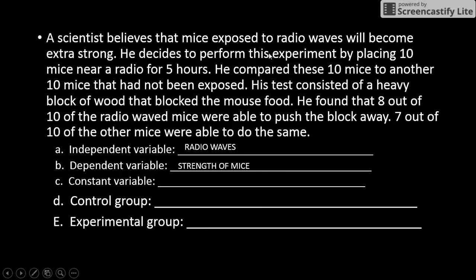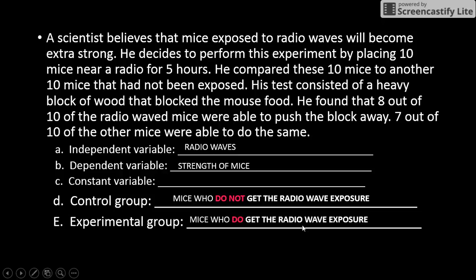He decides to perform this experiment by placing 10 mice near a radio for 5 hours. He then compared these 10 mice to another 10 mice that had not been exposed. So we have two groups of mice. One group who is near the radio for 5 hours, the other group who were not by the radio. So what is our control group? Our control group does not get the independent variable. So our control group is going to be the mice who do not get the radio wave. Our experimental group is going to be that other group of mice. They get the independent variable. So they are the mice who do get the radio wave.